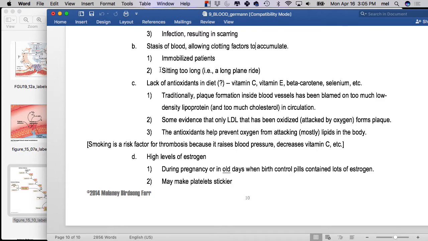The plane, they used to try to get you to sit the whole time, and now they don't anymore. It's not because they love you. It's because they don't want you to sue them when you have a stroke or a heart attack after sitting in a plane for so long. So you've got to wiggle.